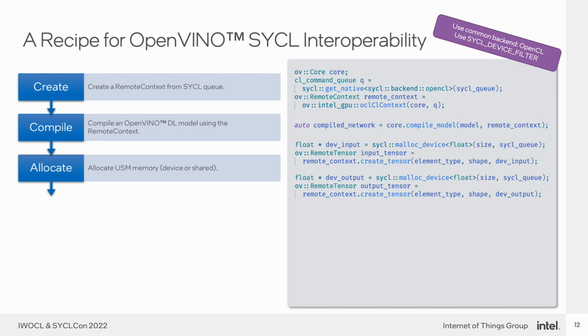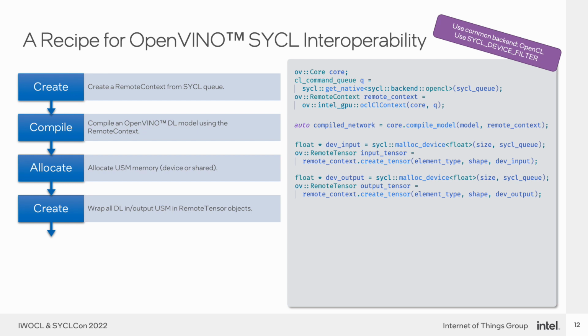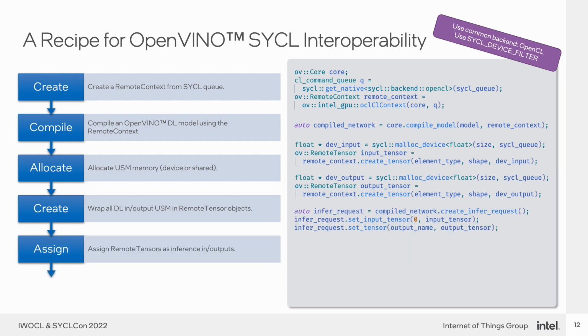Next, we allocate unified shared memory for the inference input and output memory. We do that with the SYCL malloc APIs. In this case, we allocate device memory, since that's where we want the data to reside, but host side or shared allocations work too. We also wrap these input and output pointers into OpenVINO remote tensor instances with the create tensor methods of the remote context object. That allows us then to assign them as inputs and outputs for the deep learning inference. Remote tensors inherit from the OpenVINO tensor class, and so these are standard OpenVINO API calls. They're not specific to the interop functionality.